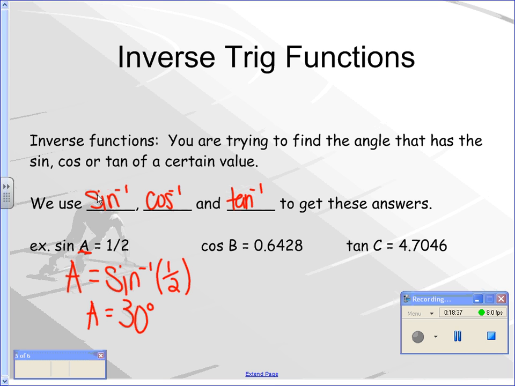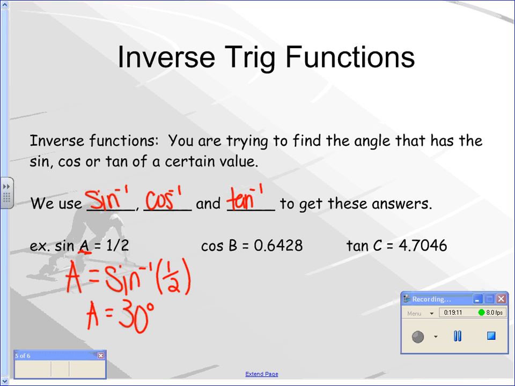You did sine of 1/2. Nope, sine inverse of 1/2. Right above the sine button, you have to hit second sine. You see how it came up sine to the negative 1? Sine inverse. Any questions on the first one? It's an angle. It has degrees. Any questions on the first one?